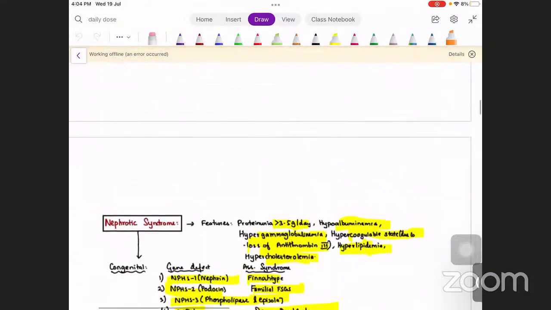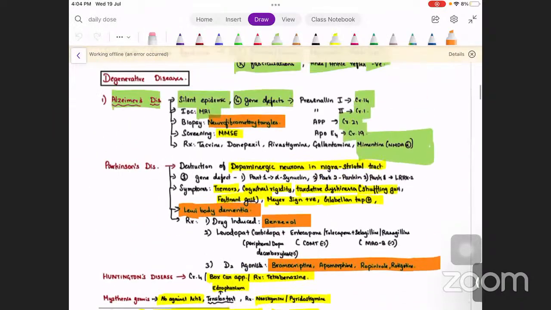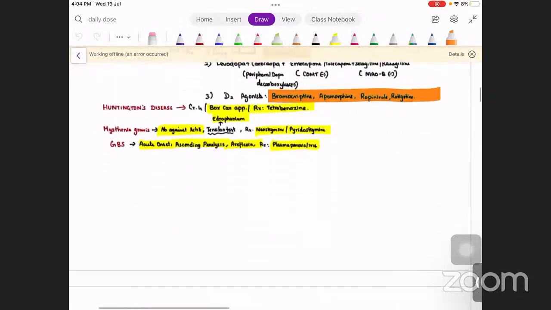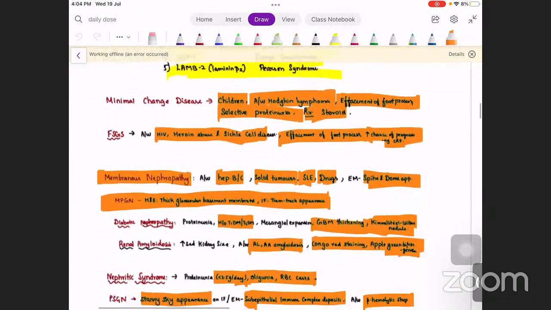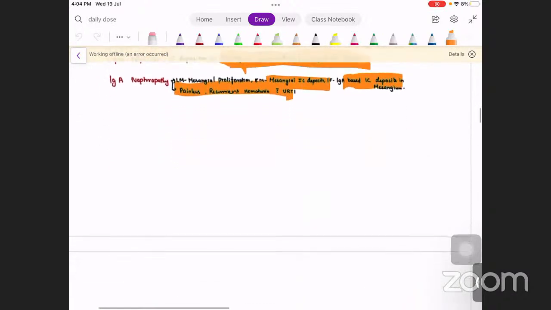With this, we have completed our nephrology, and with this, we have completed our neurology. Two broad systems of medicine have been completed.